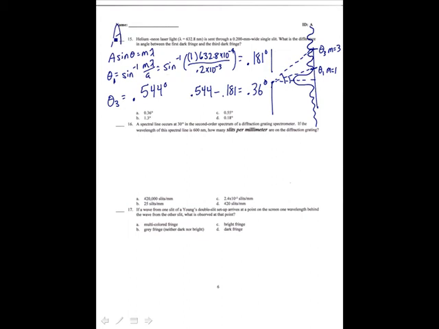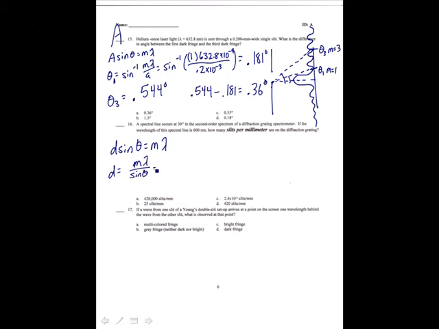Alright, a spectral line occurs at 30 degrees in the second order spectrum of a diffraction grating spectrometer. The wavelength of this spectral line is 600 nanometers. How many slits per millimeter are on the diffraction grating? Well, the same equation that we use for a double slit applies to a diffraction grating. That is d sine theta equals m lambda, and d is the separation between the slits on the diffraction grating. So I want to figure out what is d. D is equal to m lambda over sine theta.